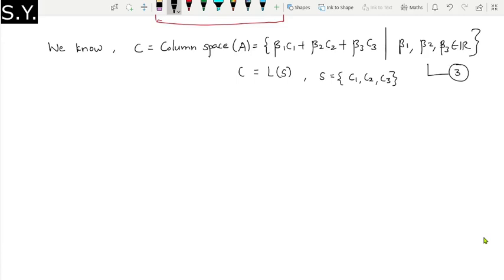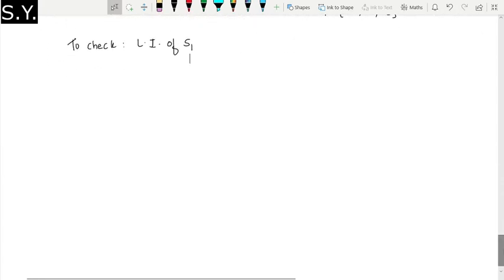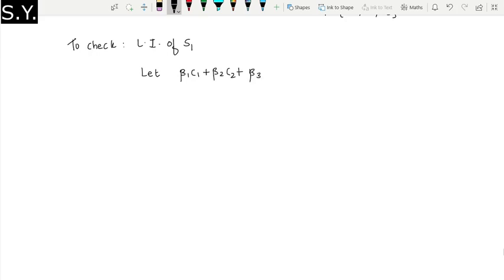So to check linear independence of, let us call this S1, because we already came across what the notation S. To check linear independence of S1, I will say let beta 1 C1 plus beta 2 C2 plus beta 3 C3 is equal to 0, 0.